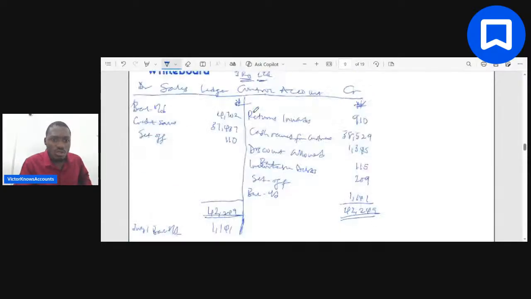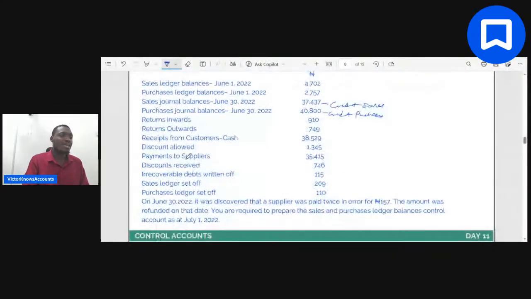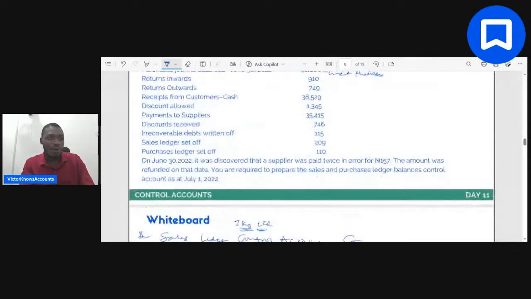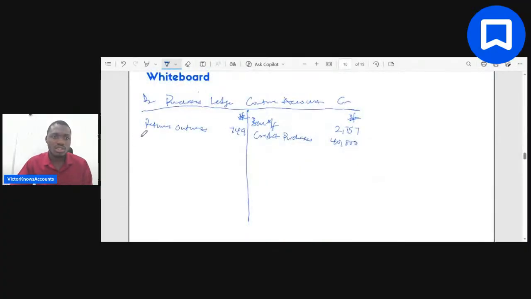Now the next one. Discount allowed, no, but we have payment to suppliers, that is the amount of money that we paid to our suppliers, and that is reducing our debt. So since it's reducing, it comes to the debit side. We say cash paid to suppliers, and that is 35,415. Are we together? All right.